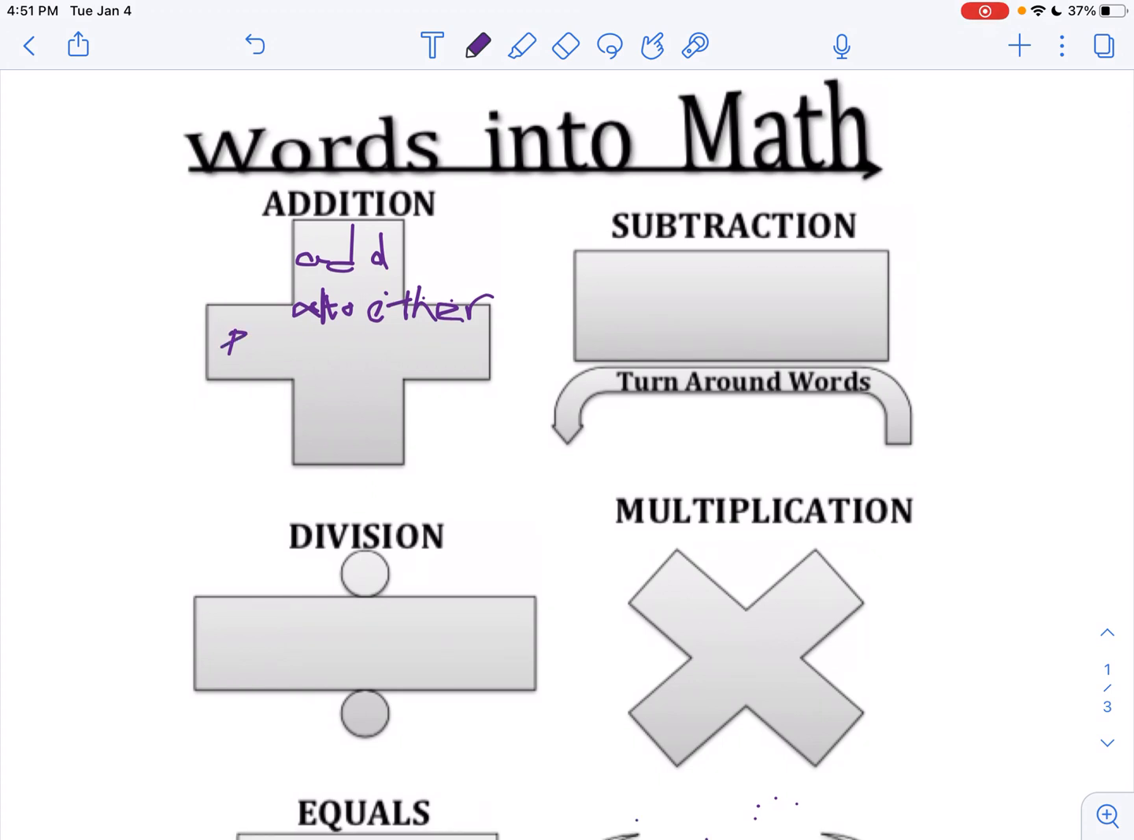Okay, plus. Let me see if I can write with my finger, maybe a little bit better. So plus and increase. Total. Together, more, all these words that mean that.